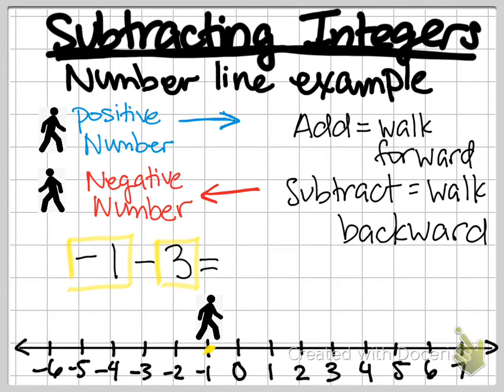And I know that because we're subtracting, my person is going to walk backward. They're going to walk backward 3 steps. So 1, 2, 3. And that gives us an answer of -4.